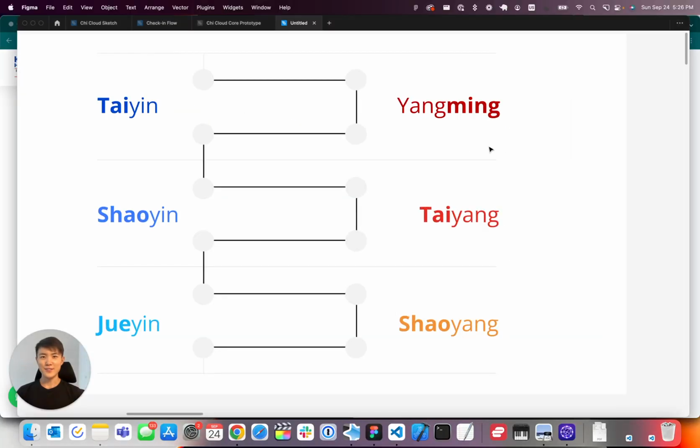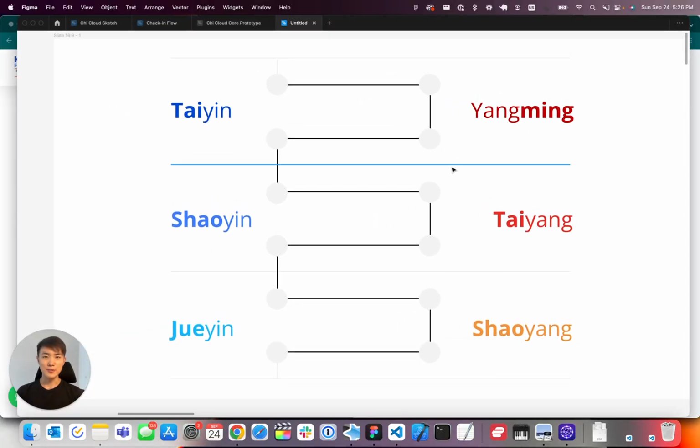Hello everyone. In this video, I'm going to cover the 6 levels and the 12 meridians in Chinese medicine. In Chinese medicine, there are 12 main meridians and they can be categorized into 6 different levels. On the left side, you have the yin levels, and on the right side, you have the yang levels. So there's yin levels and yang levels.